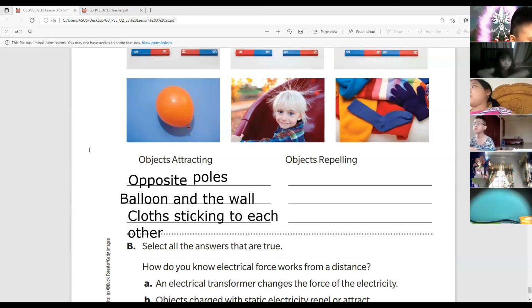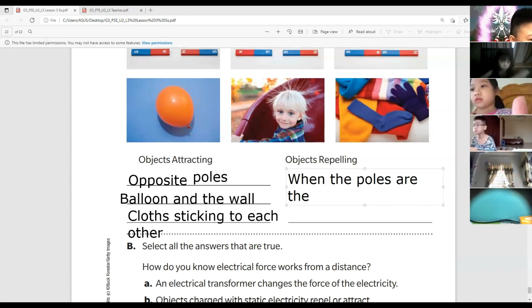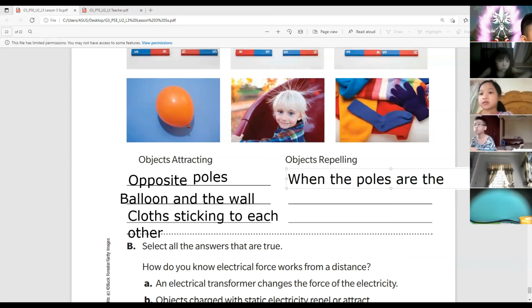Okay, which objects are repelling? Emma, which objects are repelling? When the poles are the same or opposite? They repel when they push away. Same. Yeah, when they're the same. Very good. And what else is repelling?